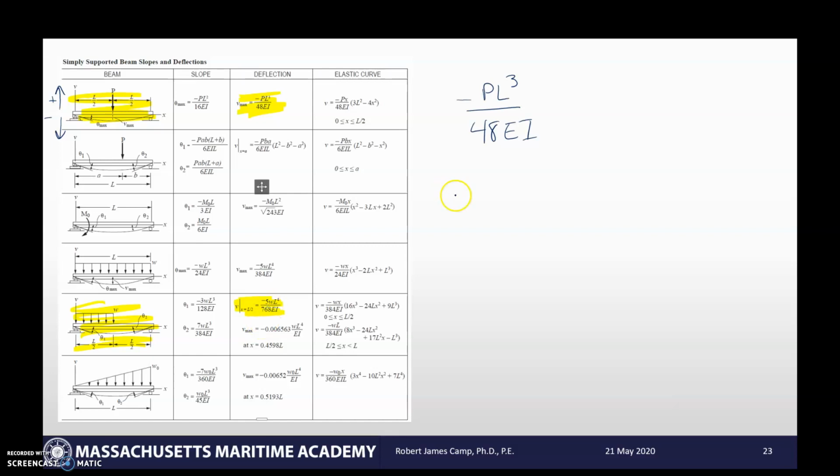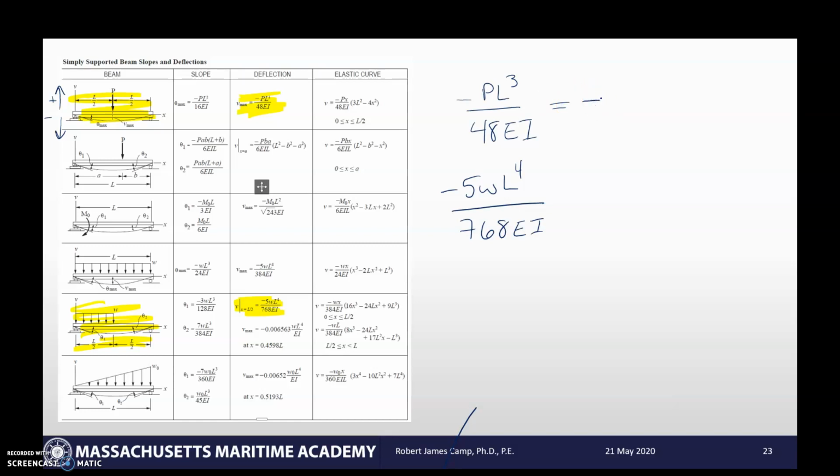So it is negative 5WL to the fourth over 768 EI. So this is 1, this is 2. Okay, and so now we can plug things in, because we do have our loads, and we actually have all of this information.